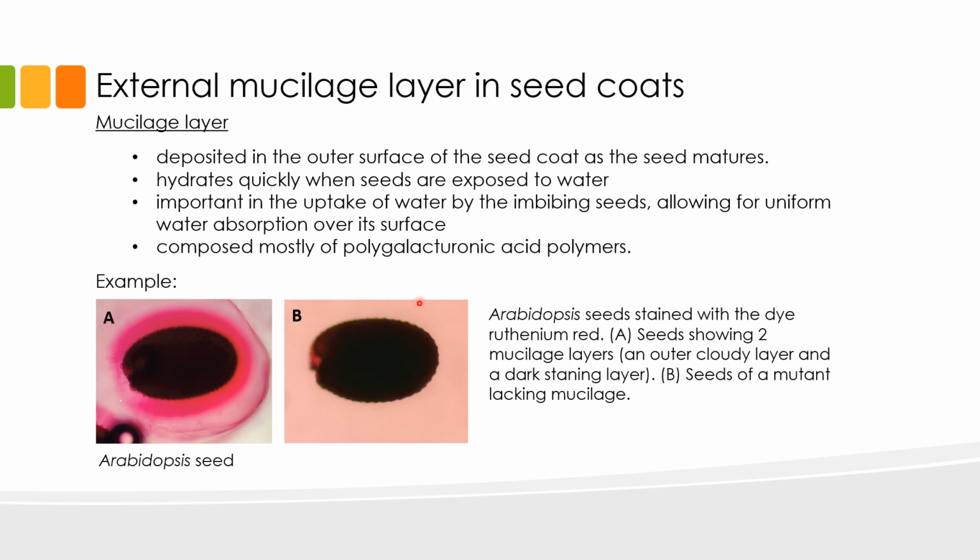These pictures here are Arabidopsis seeds stained with a dye called ruthenium red. On the left, the seed shows two mucilage layers, indicated by the outer cloudy layer, the lighter pink stain that you see here, and a dark staining layer close to the seed. On the right is a seed mutant lacking mucilage.